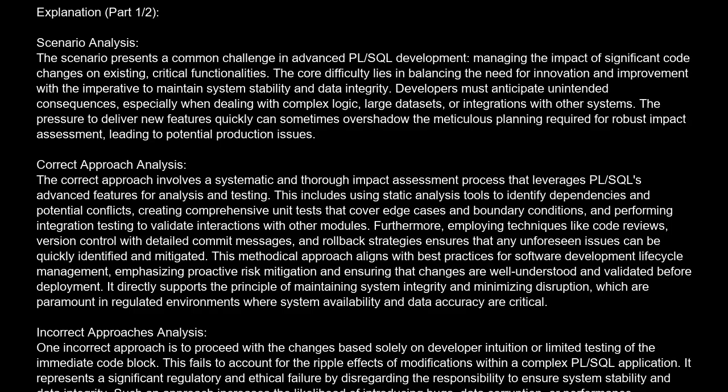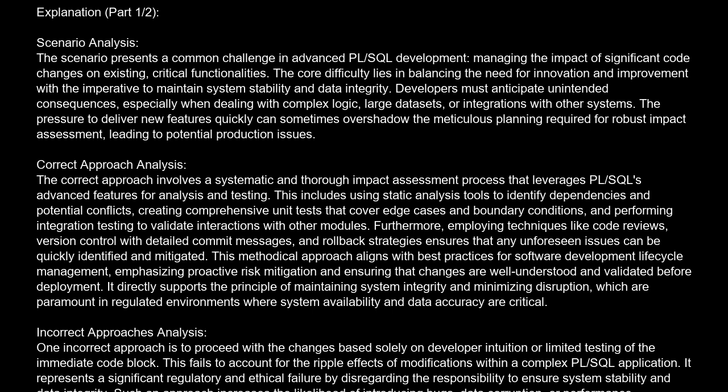The correct answer is C. Implement the refactoring directly in the production environment, relying on immediate post-deployment monitoring and manual rollback if critical errors are detected. Explanation. Scenario analysis. The scenario presents a common challenge in advanced PL/SQL development, managing the impact of significant code changes on existing, critical functionalities.